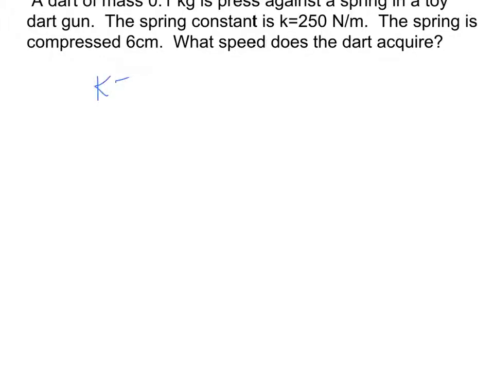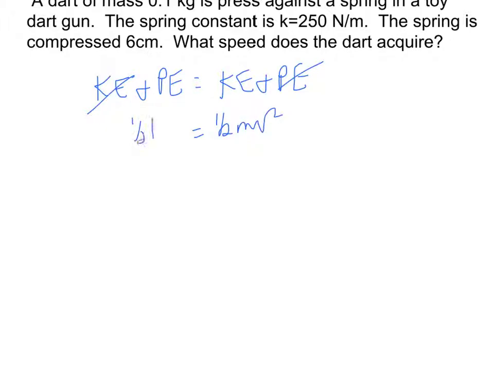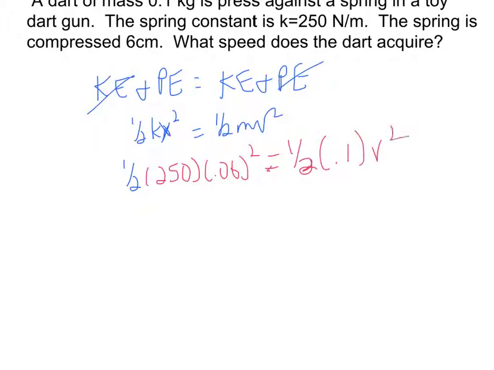Okay, kinetic energy plus potential energy equals kinetic energy plus potential energy. Okay, so kinetic energy is gone, potential energy is gone. 1/2 mv squared equals 1/2 kx squared. Okay, 1/2 times 250 times 0.06 squared equals 1/2 times 0.1 times the velocity squared.